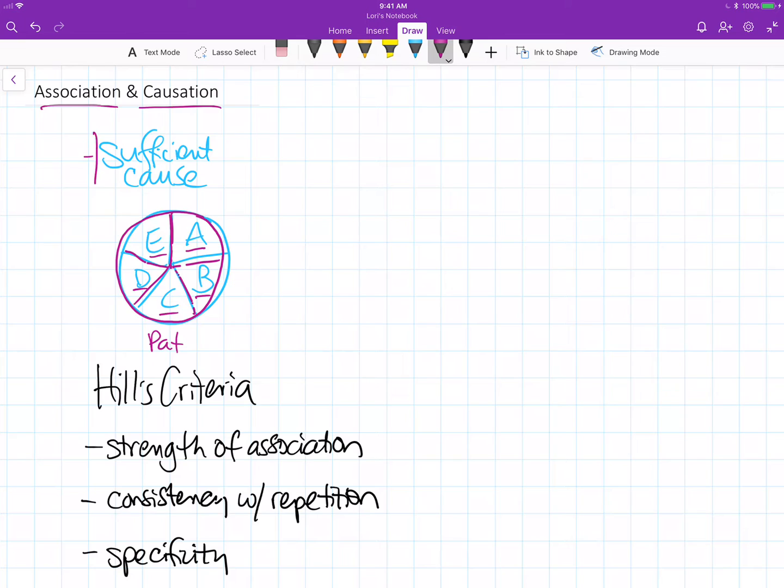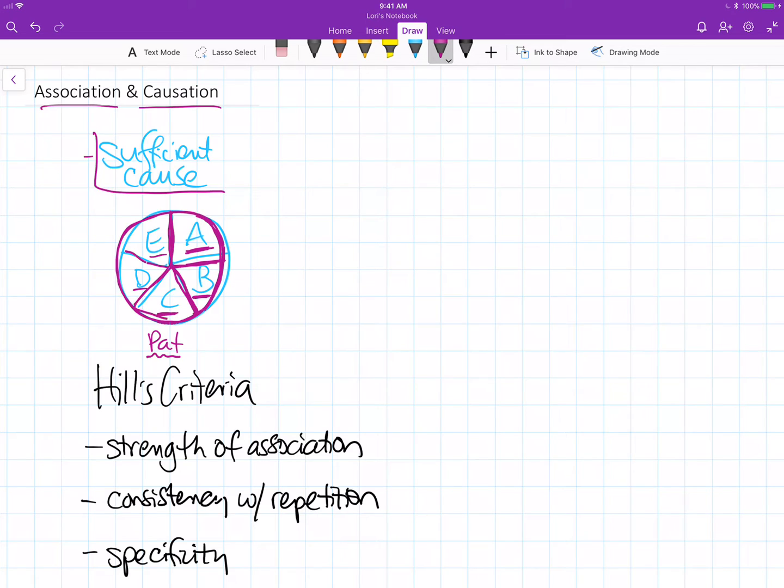In this sufficient cause model, if any one of these pieces of the pie were missing, there would not be enough things that came together to cause that particular outcome to occur. So if the outcome is lung cancer, perhaps one of them would be cigarette smoking. Perhaps another would be a genetic predisposition. Maybe another piece of this sufficient cause for Pat specifically was some other exposure.